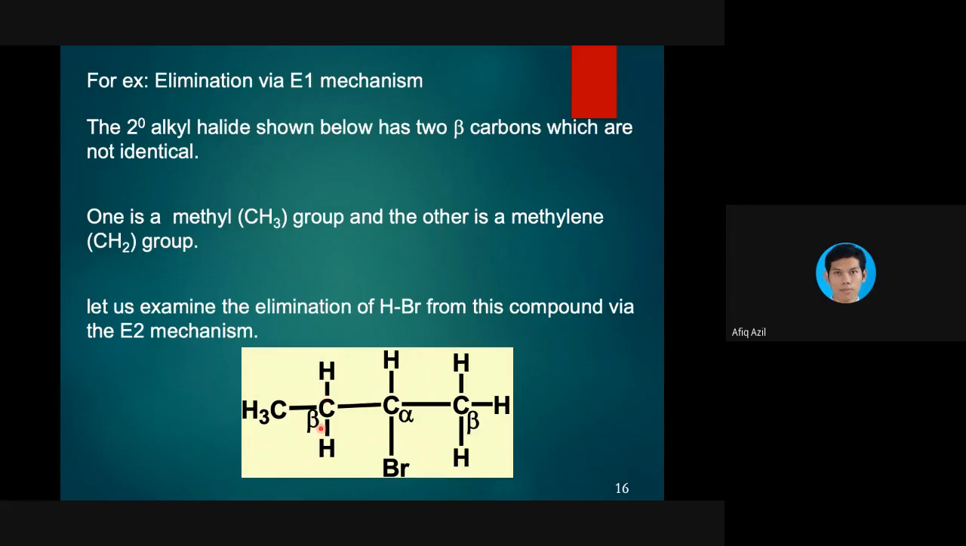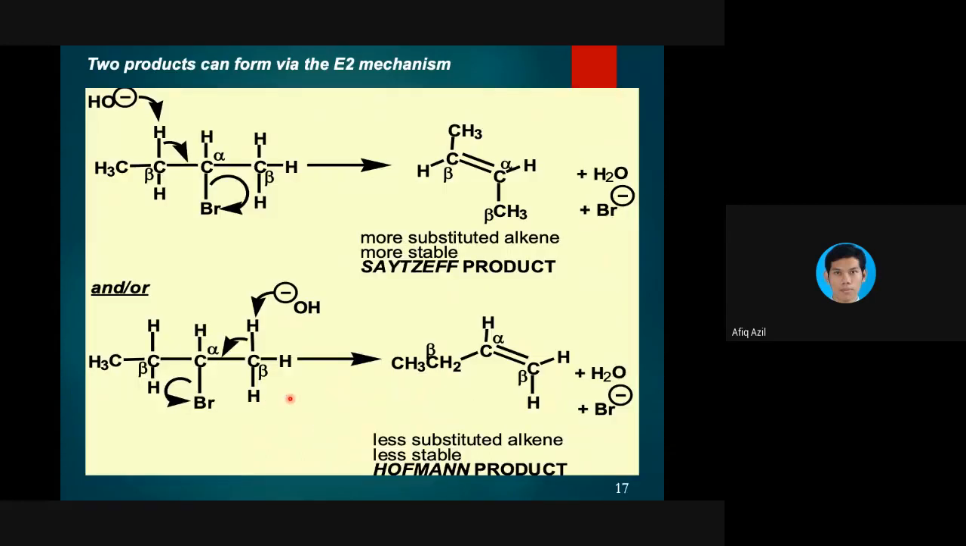So if it proceeds via the E2 mechanism, then it will be a single step. Still, there are two options of hydrogen that you may take away. For the first one, the base may remove this hydrogen, which is on the CH2, the secondary beta carbon. So the double bond will form between these two carbons. Another option is the hydrogen on the terminal beta carbon, in which the double bond will form between these two carbons.